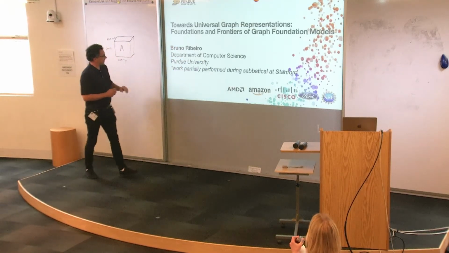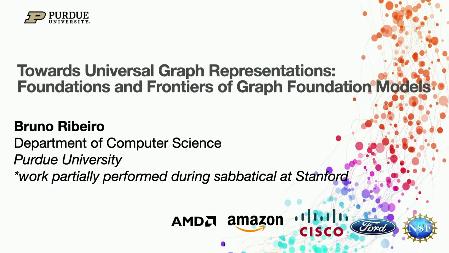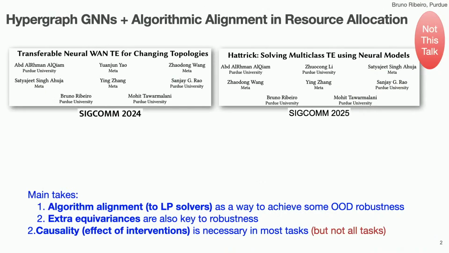Part of this work was done when I was doing my sabbatical at Stanford. This is the out-of-distribution slide. I've been working a lot with systems folks on resource allocation on networks. For that kind of problem, you really need algorithmic alignment, a specific alignment to LP solvers, to achieve some kind of out-of-distribution robustness, although we don't yet have a way to prove bounds on the solution. I think that would be a very interesting problem to discuss in terms of algorithmic alignment in networks.